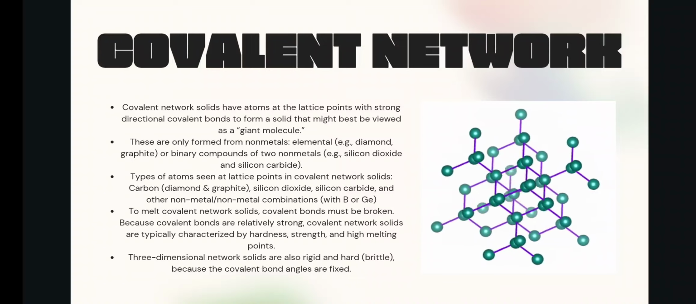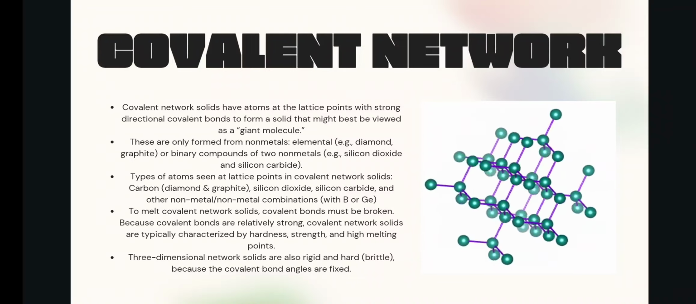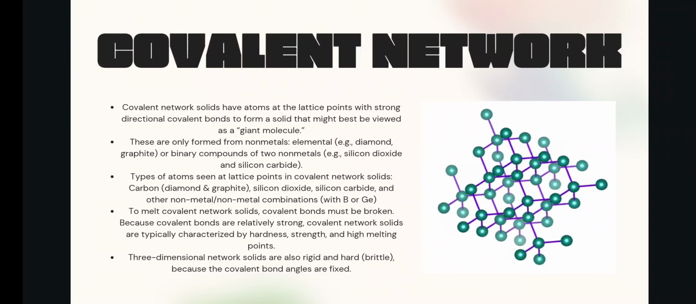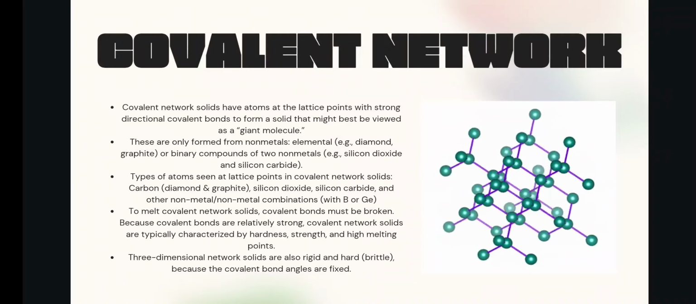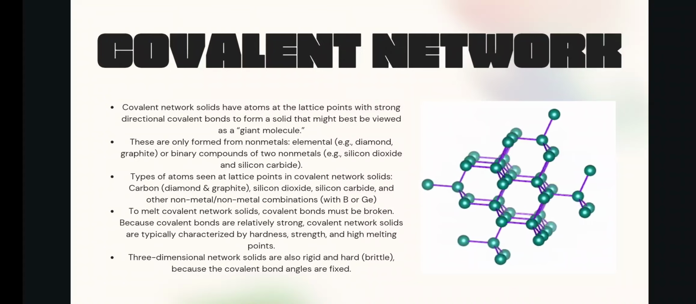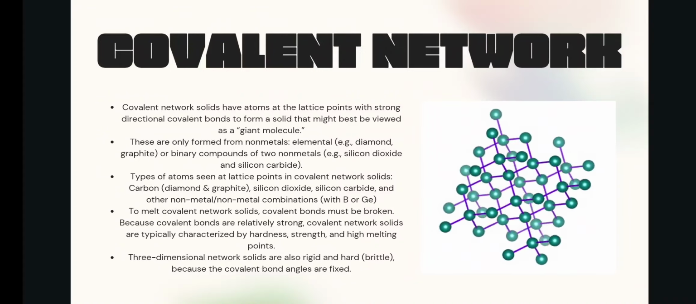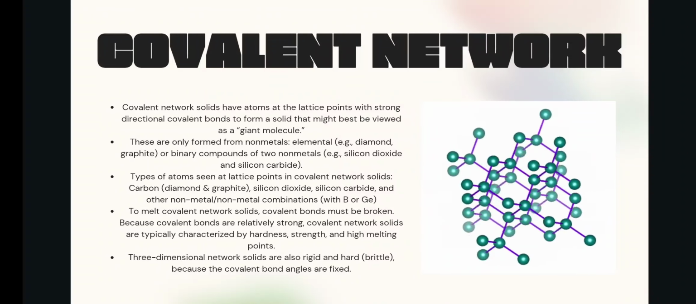To melt covalent network solids, covalent bonds must be broken. Because covalent bonds are relatively strong, covalent network solids are typically characterized by hardness, strength, and high melting points. Three-dimensional network solids are also rigid and hard because the covalent angles are fixed. On the image to the right, there's a diagram of covalent networks.